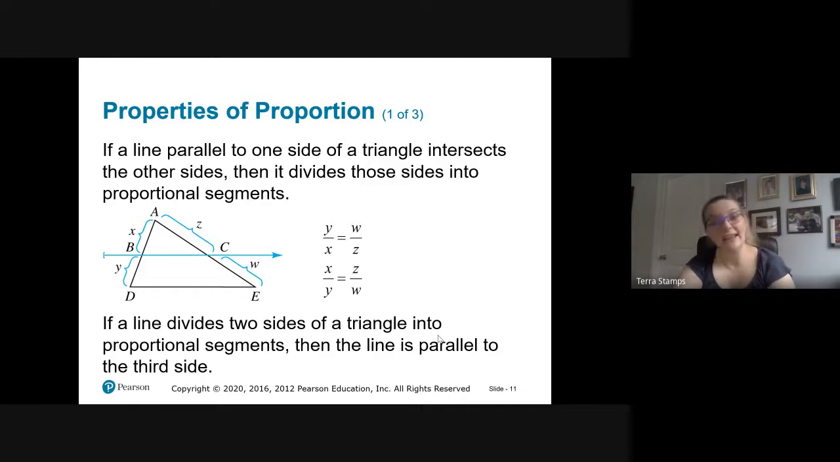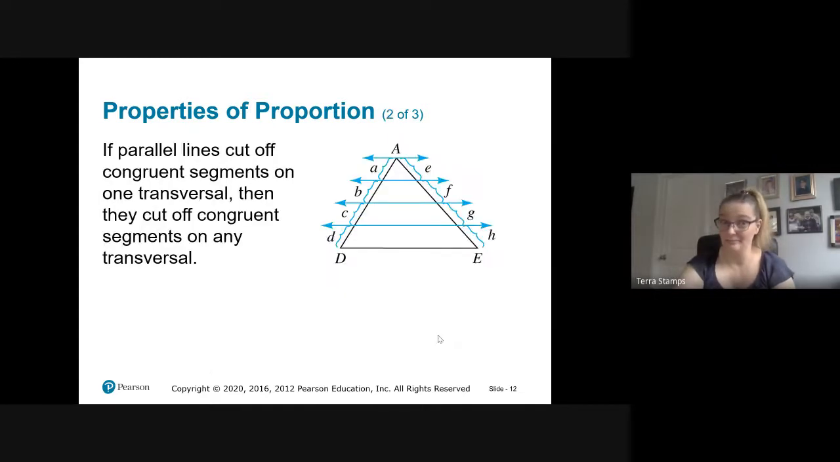Similarly, we could say that if a line divides two sides of a triangle into proportional segments, then that line is guaranteed to be parallel. Now, if parallel lines cut off congruent segments on one transversal, then they're going to cut off congruent segments on any transversal.